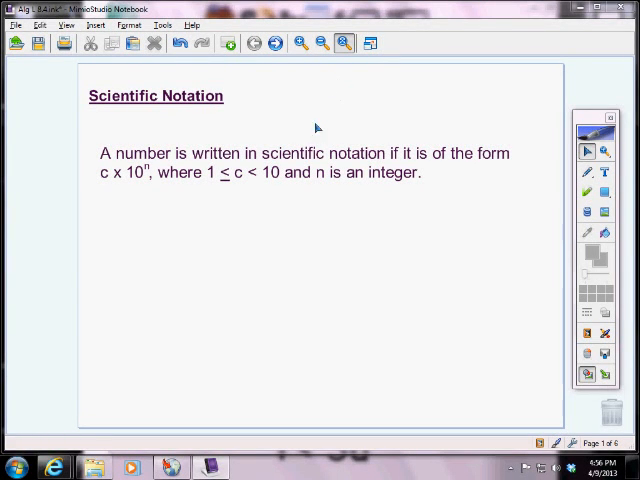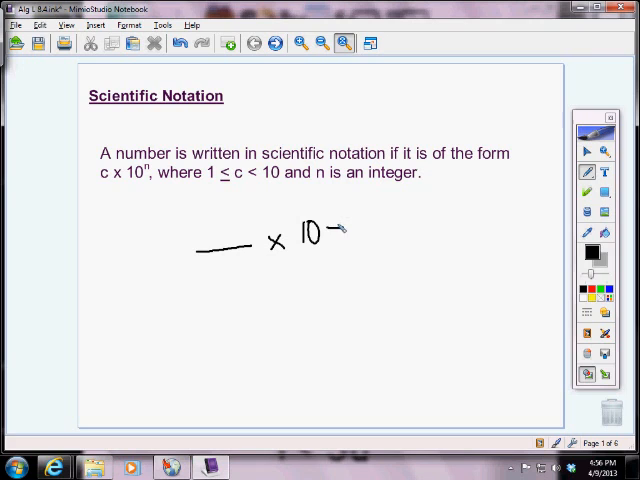Scientific notation is a way of taking really big numbers or really small numbers and writing them in a more compact way. A number is written in scientific notation if it is of the form c times 10 to the nth, where c is between 1 and 10 and n is an integer. That's kind of hard to understand with the c's and the n's, but basically we're writing a number between 1 and 10 times 10 raised to another number, an integer. So it's always going to be some number between 1 and 10 times 10 raised to another number.